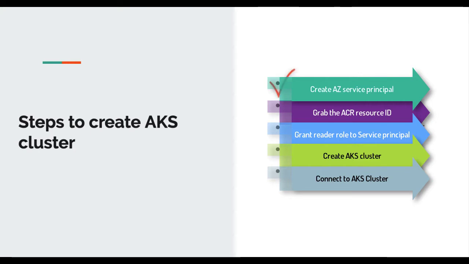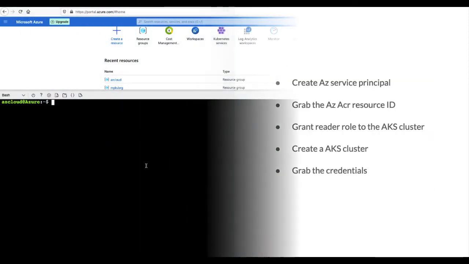Continuing from the last session, let's move ahead to create an AKS cluster. In the previous video, we have already created an Azure Service Principal. So we will move ahead with the following steps, which include getting the ACR resource ID, granting the reader role to the Service Principal, then creating the actual AKS cluster, and we will also see how to connect to the AKS cluster.